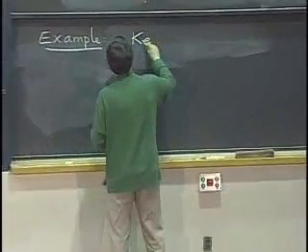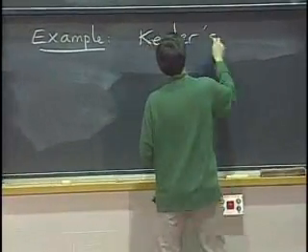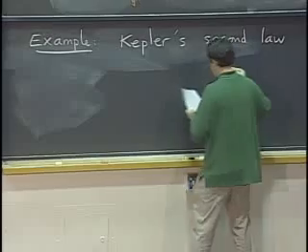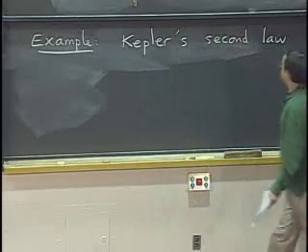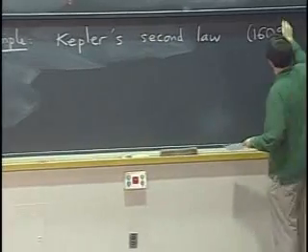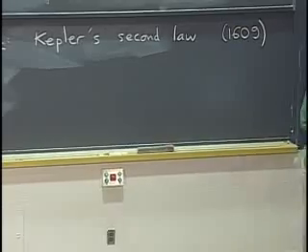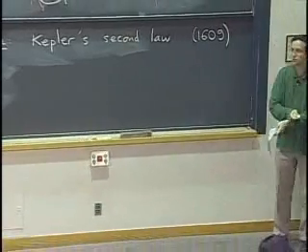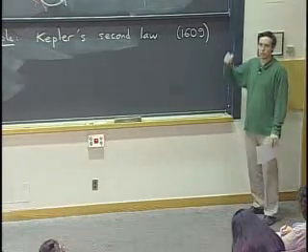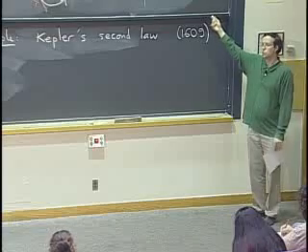So I want to tell you a bit about Kepler's second law of celestial mechanics. So that goes back to 1609. So that's not exactly recent news, okay? But still, I think it's a very interesting example of why you might want to use vector methods to analyze motions.